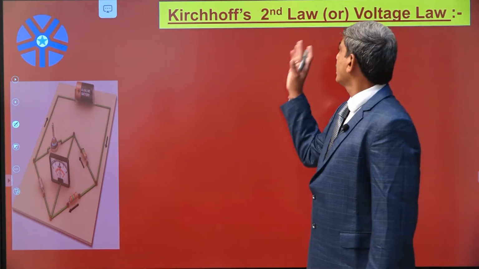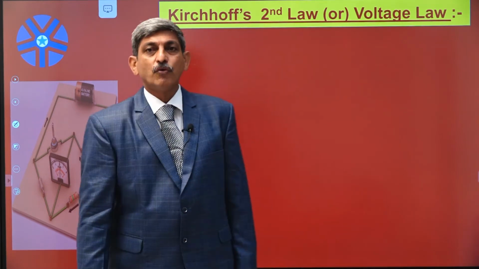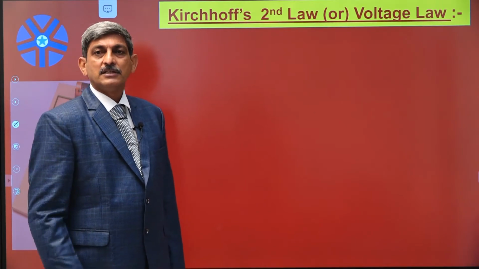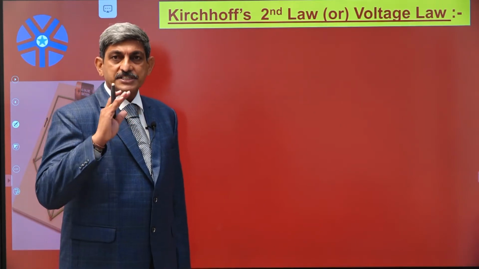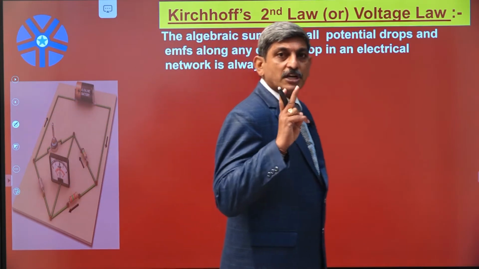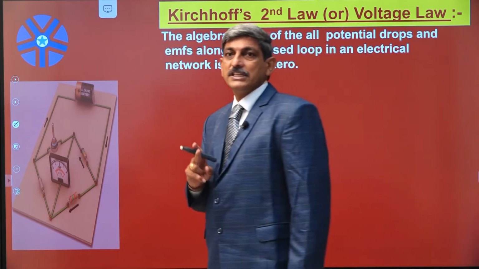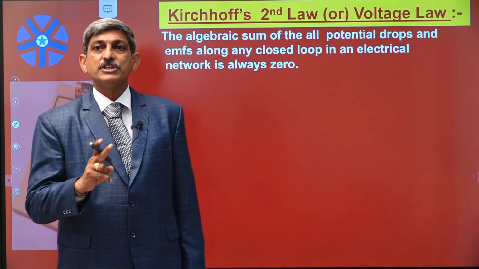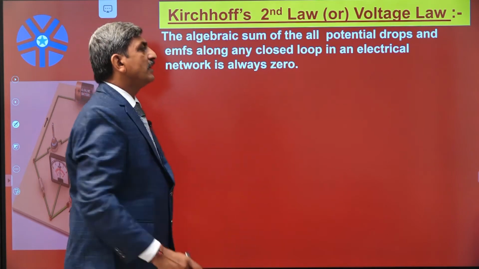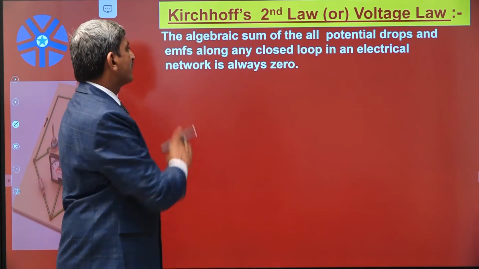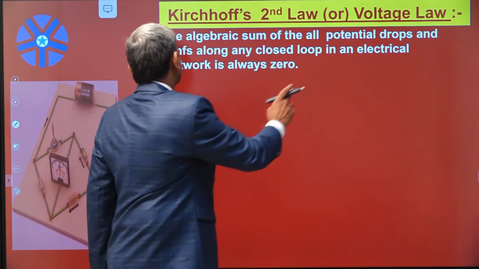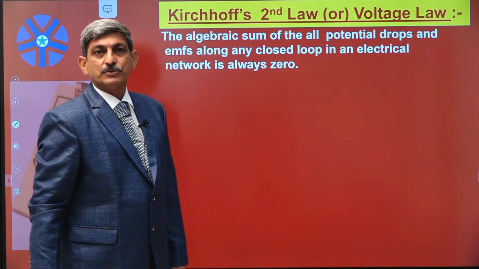Now come to Kirchhoff's second law, Kirchhoff's voltage law. Let us recall what we studied in the previous session. Kirchhoff's second law states that the algebraic sum of all potential drops and EMFs in a closed loop is always equal to 0 in any electrical network. I am repeating: the algebraic sum of all potential drops and EMFs along any closed path in an electrical network is always equal to 0.